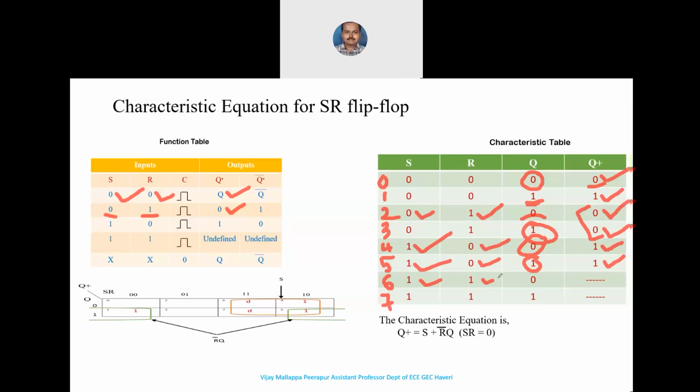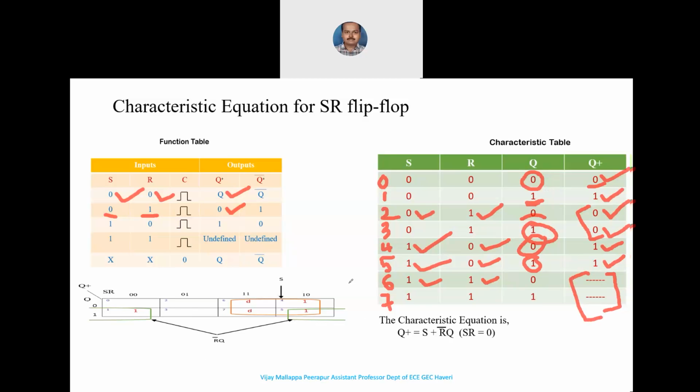Similarly, S and R both 1 and 1. As I said here, we cannot simultaneously apply S and R equal to 1 because it is an indeterminate state or undefined state. So these two states are not allowed for the SR flip-flop. We cannot apply both S and R as logic 1 simultaneously. Right? Now what is the simplified expression for this one?